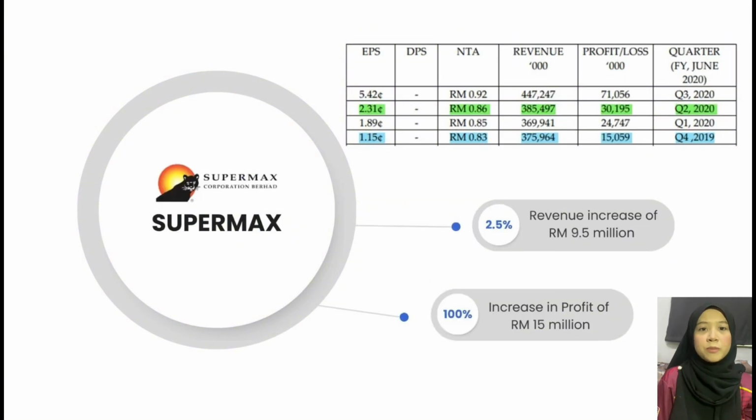The last one is Supermax. Supermax revenue also rose by 9.5 million, reflecting a 2.5% growth rate from the end of the year 2019 to June 2020. The profit indicates a significant growth of 100%, equivalent to 15 million. For investors, entering the market or maintaining their position during the period presents significant advantages, as these companies are well positioned to deliver substantial returns in the short to medium term.